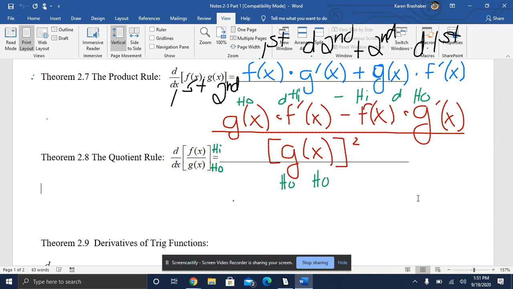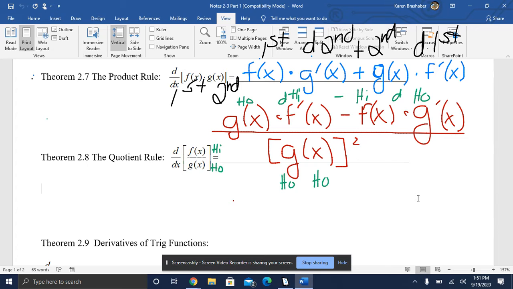And maybe that'll help you remember the quotient rule. So ho d hi minus hi d ho over ho ho. And there are various other sayings for that, but that is one that I've heard most often. And then you also have your derivatives of the remaining trig functions. And I'll go ahead and do those for you.